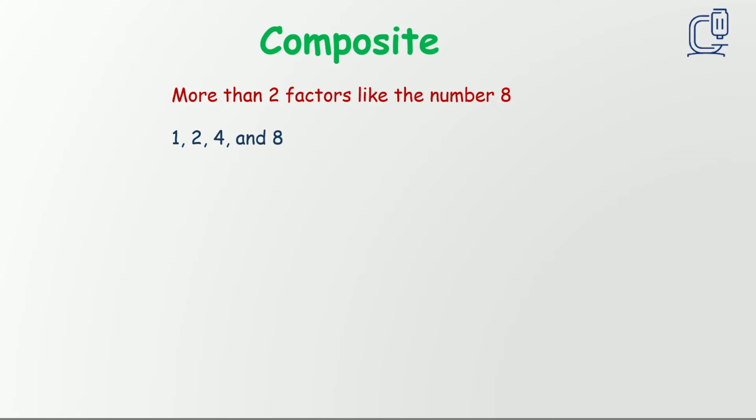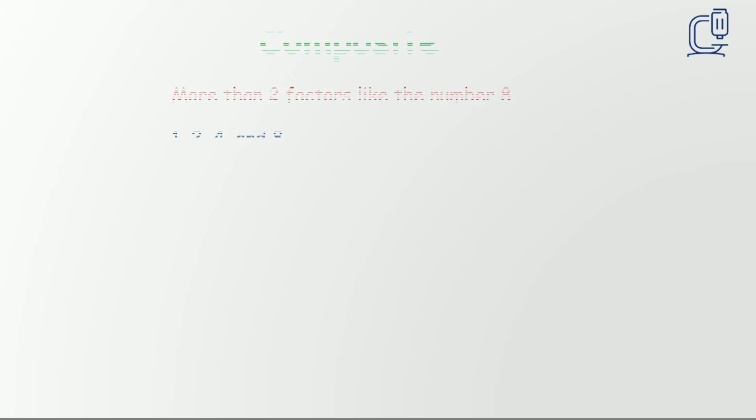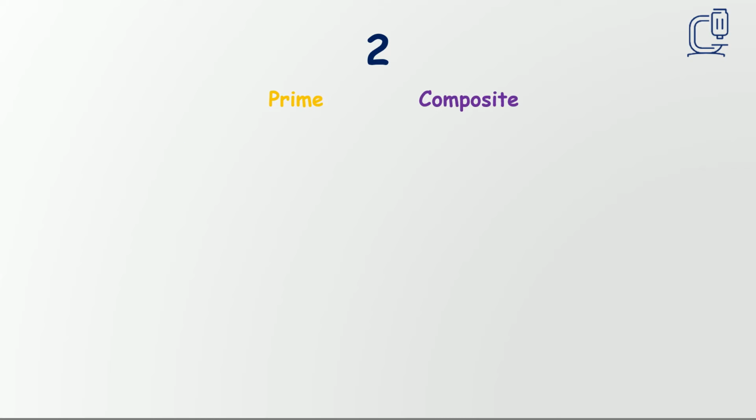Let's look at a particularly special number, the number 2. Is it prime or composite? What numbers can be multiplied together to give 2? Well, 1 times 2 is 2, and 2 times 1 is 2. There is no other way to multiply up 2. So 2 has two factors, so 2 is a prime number. But what's special about 2? Well, 2 is the only even prime number.